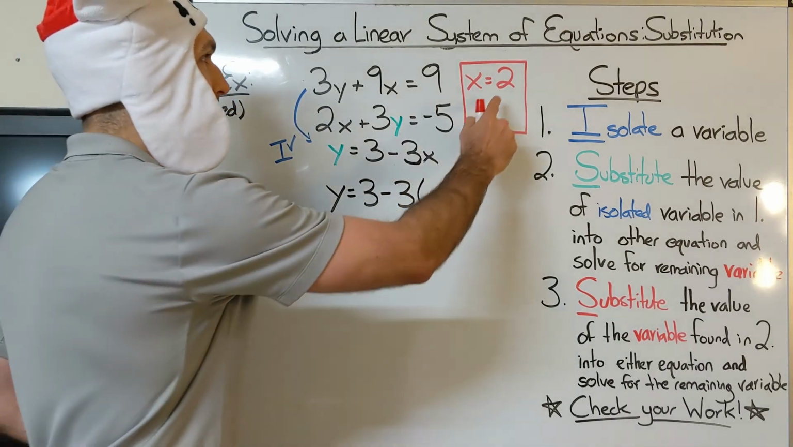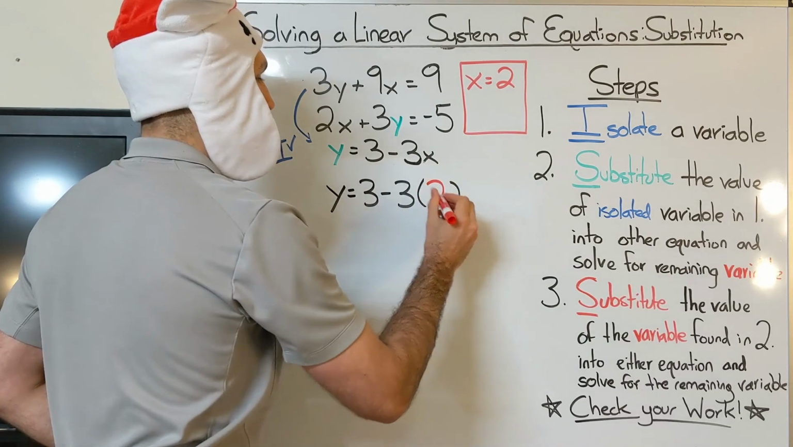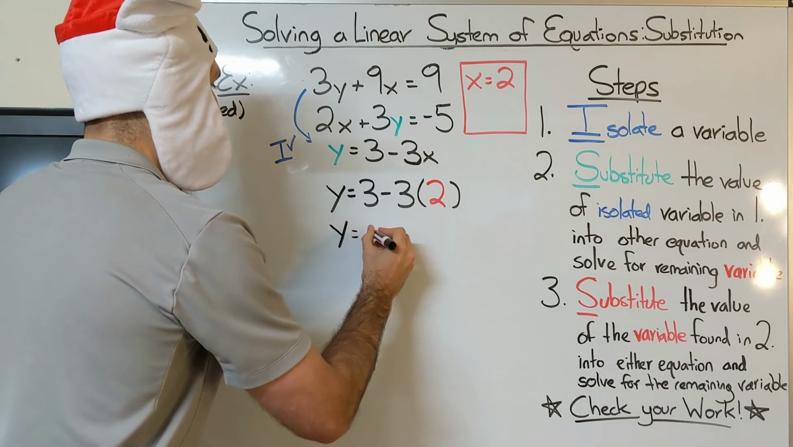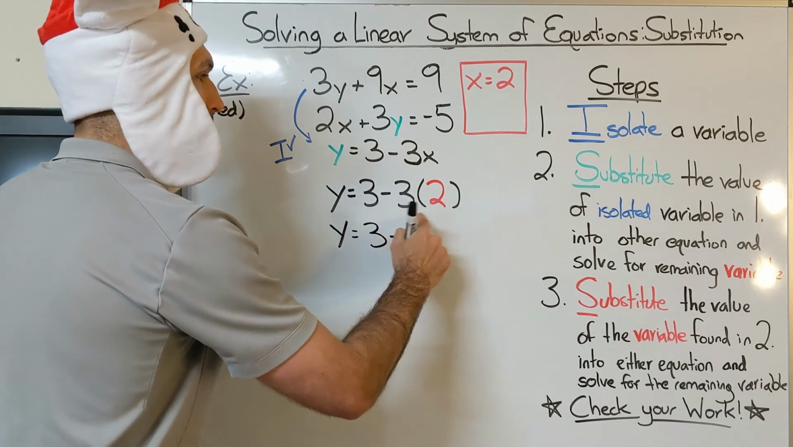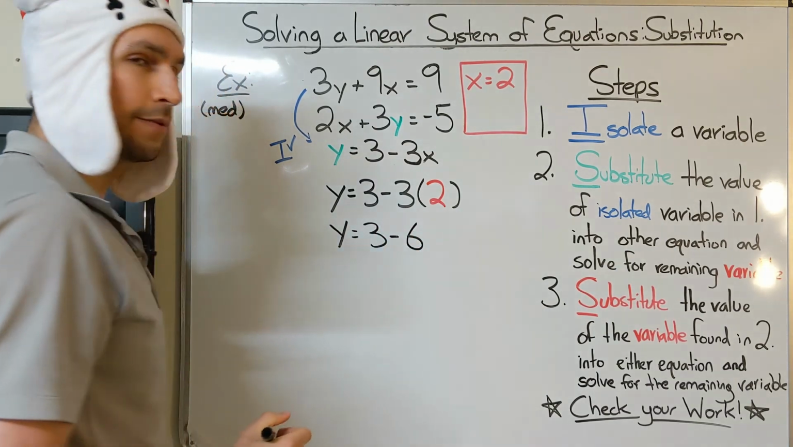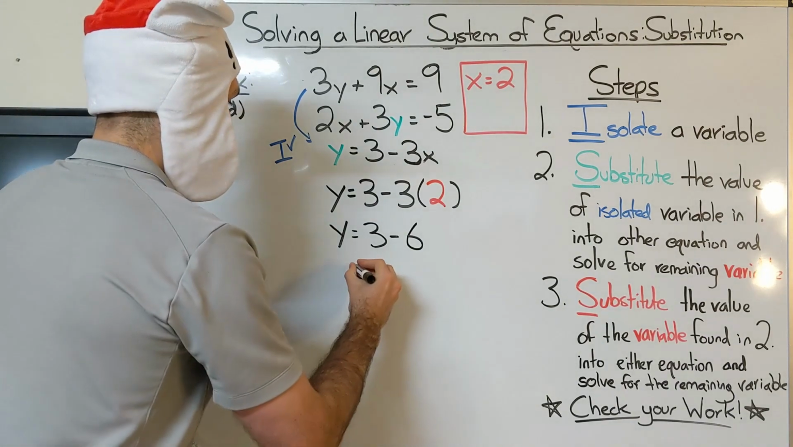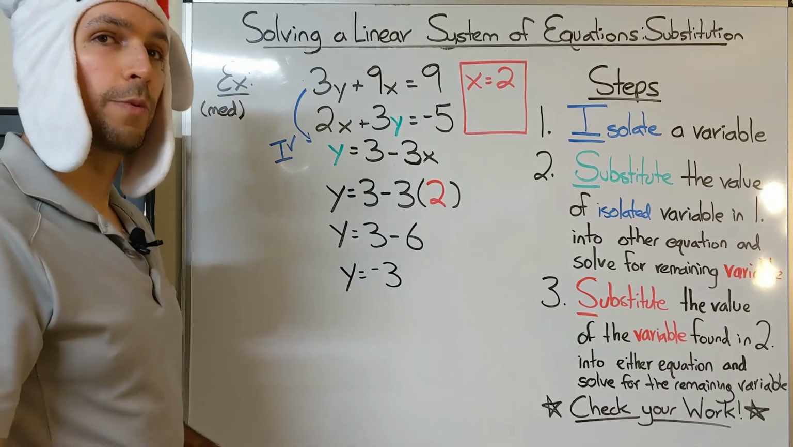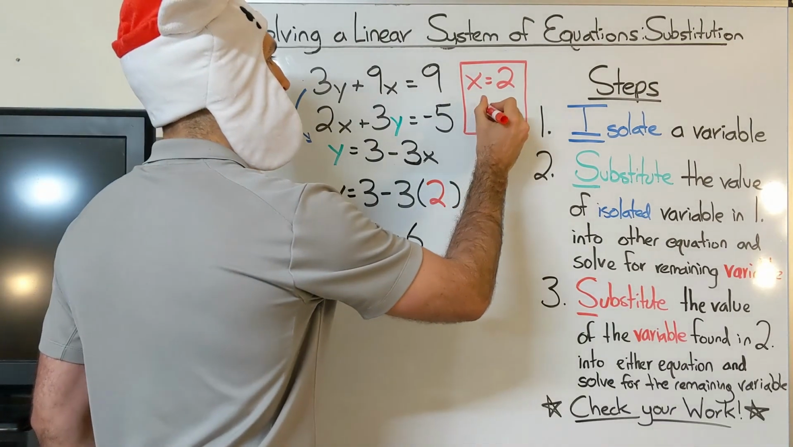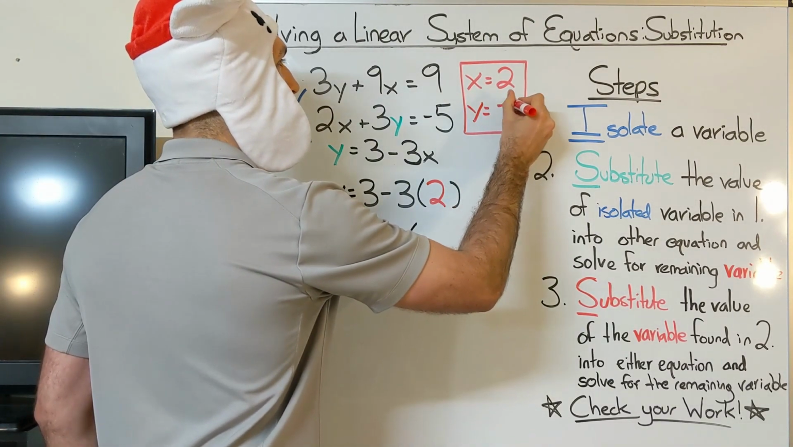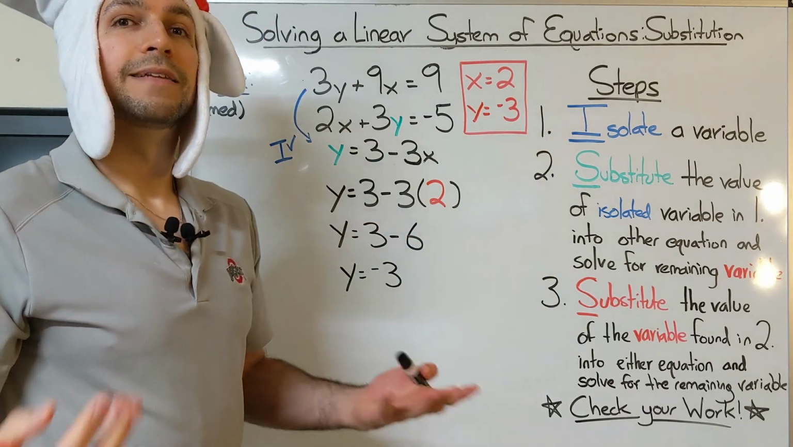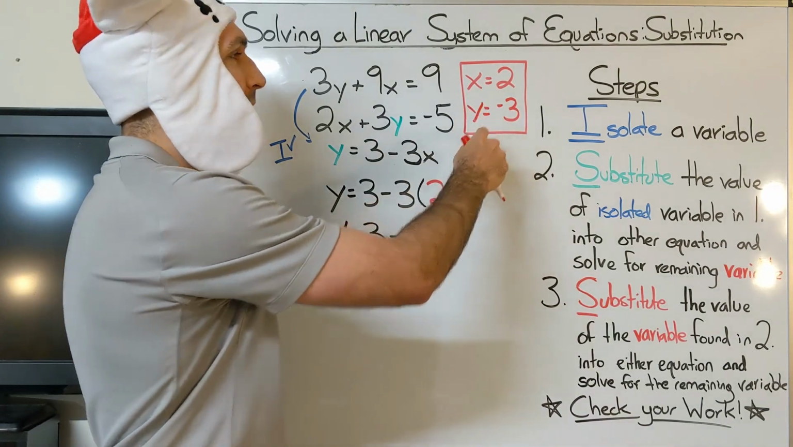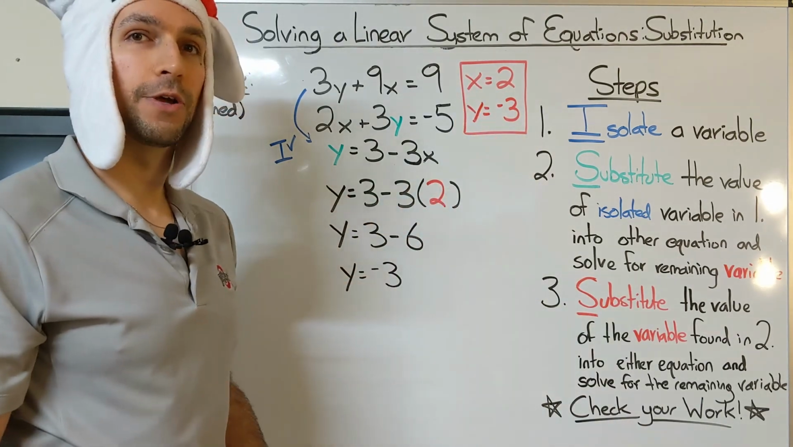But I know the value of x is 2. So now I can simplify. Y equals 3 minus 3 times 2 is 6. 3 minus 6 is negative 3. So we believe y is negative 3. Now, again, I'm going to clean this up, and we're going to substitute the values of x and y into both of our original equations.